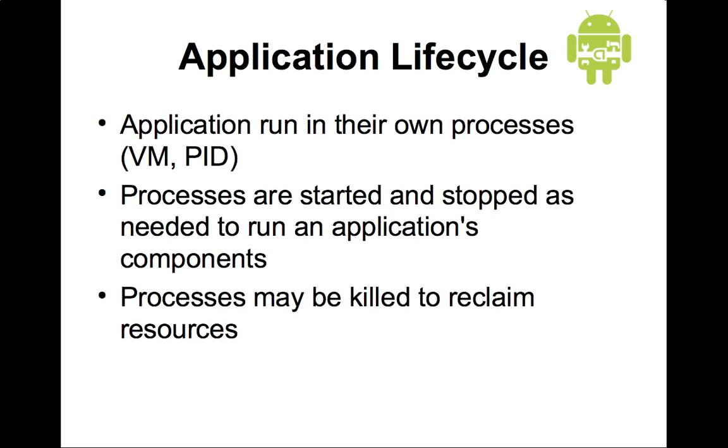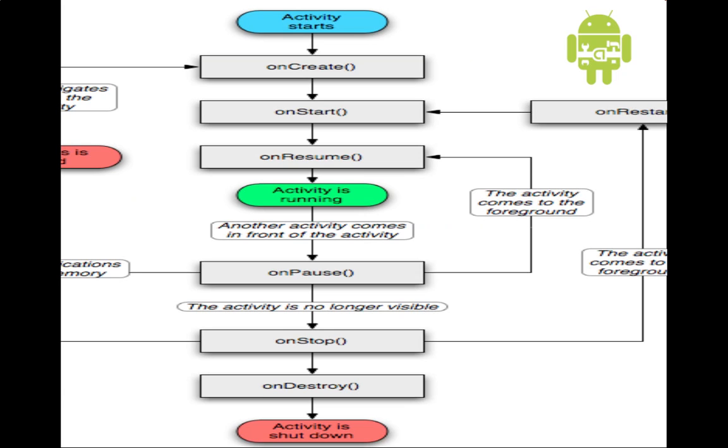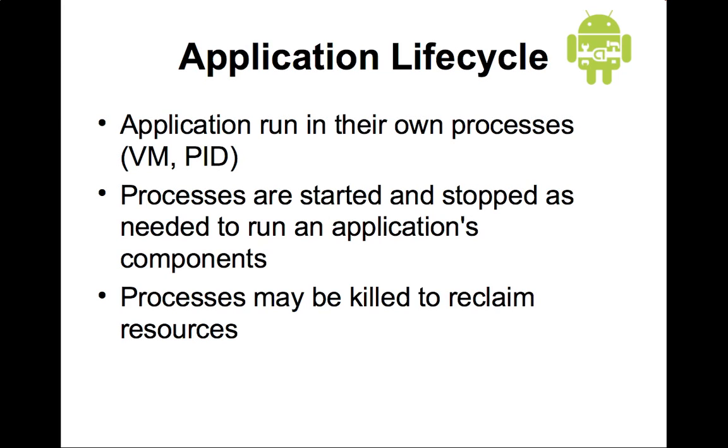Application lifecycle, which is kind of interesting. This is the one I'm not quite sure. Here it is. This picture is not going to come out, so I'm going to show you a picture in another lecture that's skewed correctly for the screen. In terms of it, we have applications that run in their own processes, as I mentioned before, their own VM or PID, process ID. We actually can get the process ID of their own process. Processes are started and stopped as needed to run application components. So the process itself can stop and load something else, and then it can stop. Processes may be killed to reclaim resources. Other things on the phone will kill your process if it's eating up too much resources, which is kind of interesting.